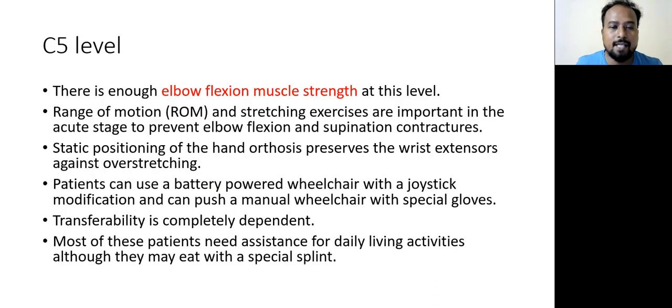And at the C5 level, one of the major additions is that they have some form of elbow flexion muscle strength. So that can help them to move with a wheelchair. They can use a joystick. Comparatively, it is better. With elbow flexion, many people tend to use transfer activity. This can be helpful, but again, they are wheelchair dependent.